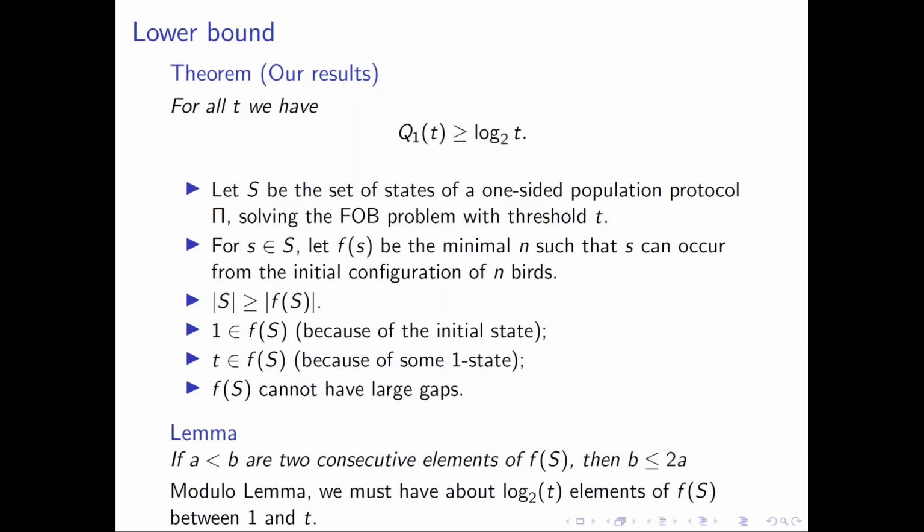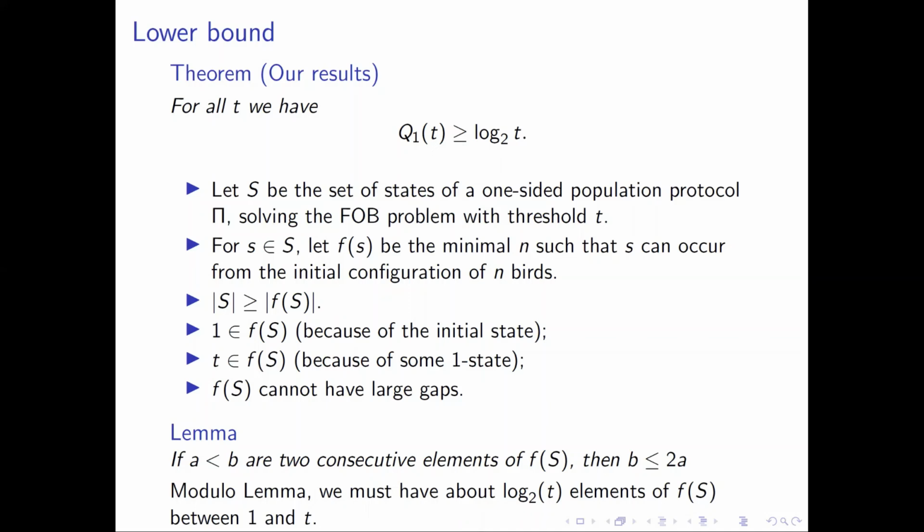Then I just consider an arbitrary realistic infinite sequence of encounters from this configuration. All I need is that it is possible to bring one of the sensors into the one state from a configuration of t birds. And then I just consider this one state, so it can occur from t birds, but it cannot occur from less than t birds because our protocol is one-sided.